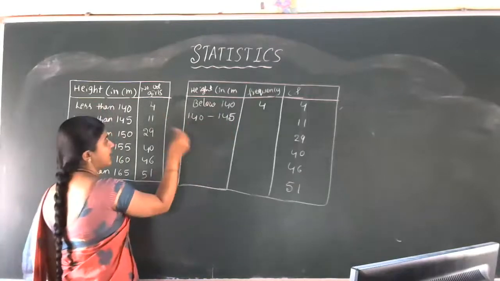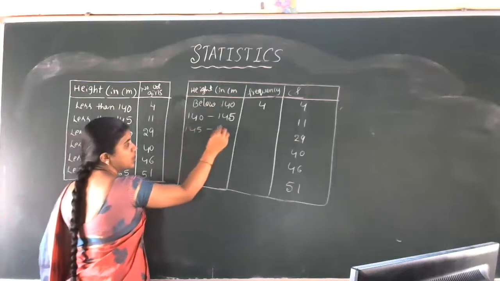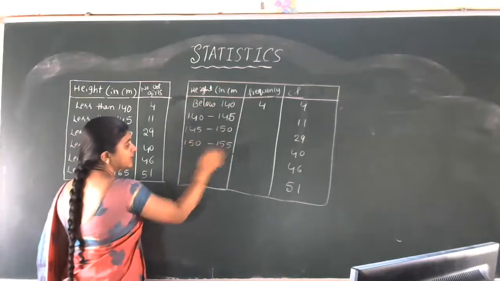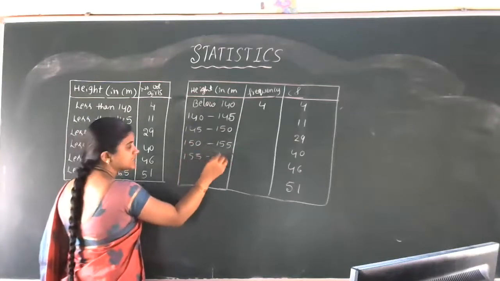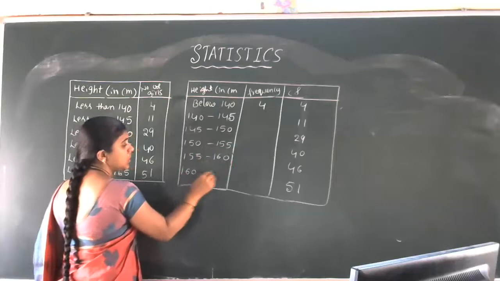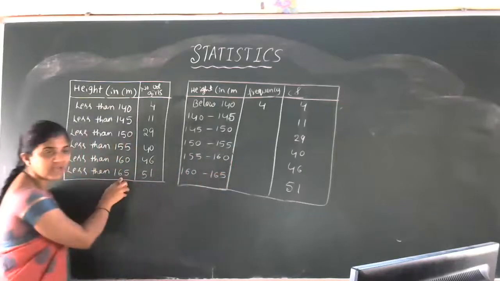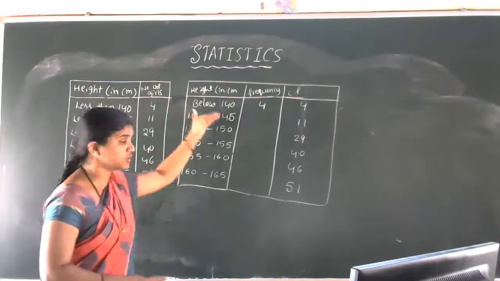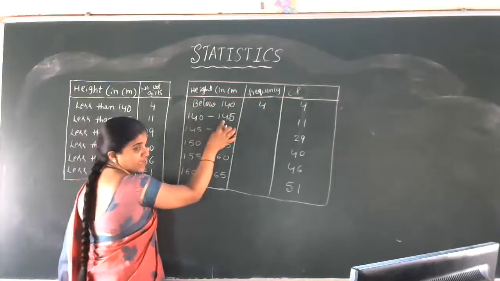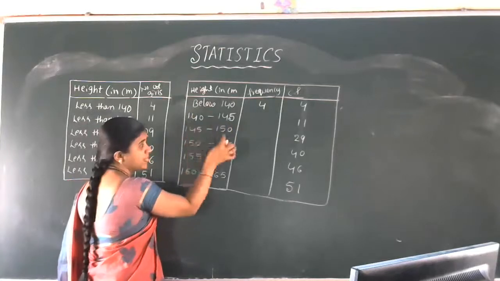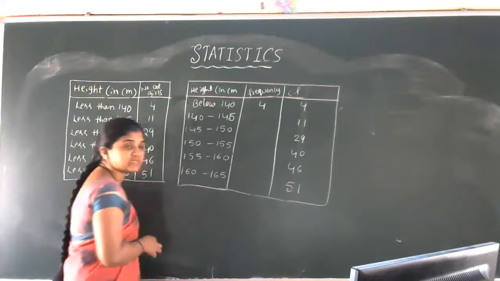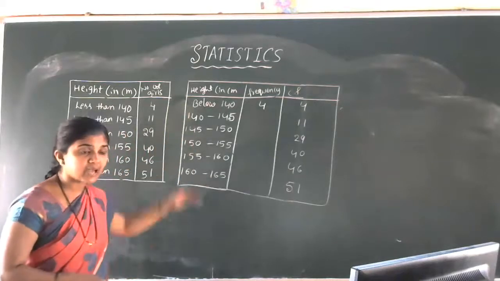Let us write the class intervals: 140 to 145, then 145 to 150, then 150 to 155, then 155 to 160, then 160 to 165. See, here the last is 165. You can observe the class size of these: 140 minus 140, 145 minus 140, 150 minus 145, 155 minus 150, 160 minus 155, 165 minus 160. So we got the class intervals.